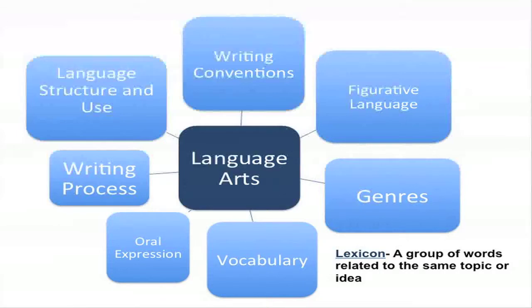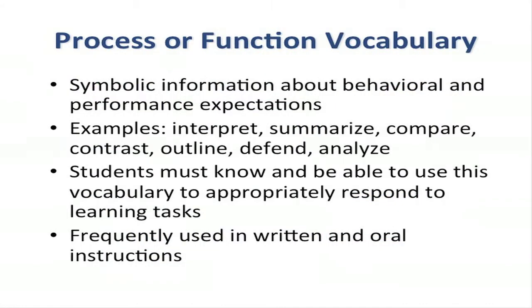But these words aren't the only potential barriers to understanding, nor are they the only words that comprise that critical 85%. We also use process or function language, which includes symbolic information about behavioral and performance expectations. Examples include words like interpret, summarize, describe, compare, contrast, and analyze.